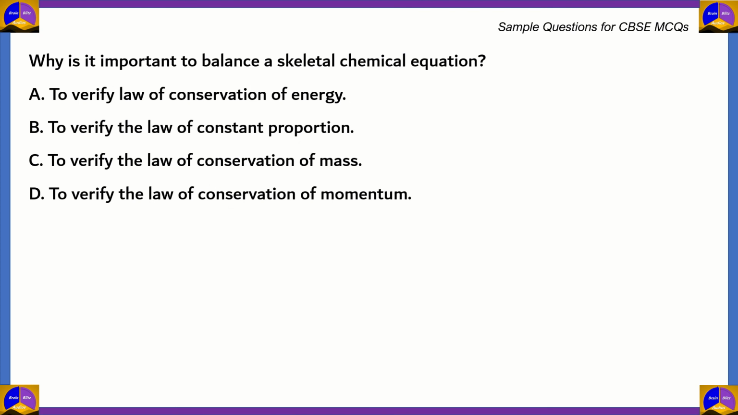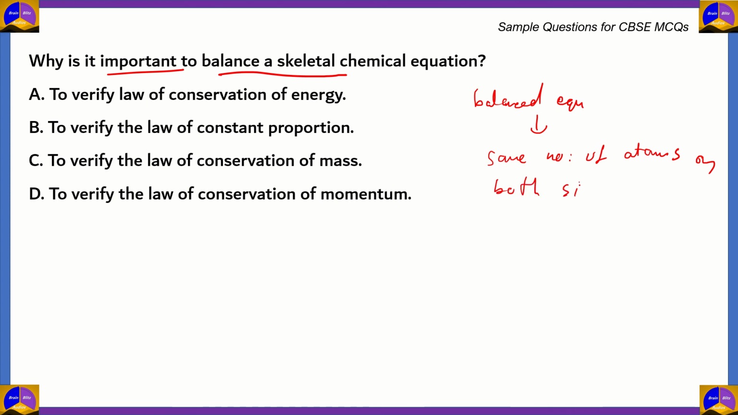Now we have reached the final question of this episode. Why is it important to balance a skeletal chemical equation? So let's look at what happens in a balanced equation. When you balance an equation, the end result will be the same number of each atom on both sides. So for example, you have 2Cu plus O2 gives you 2CuO. In this case, there are two oxygen atoms on the left-hand side and two oxygen atoms on the right-hand side.